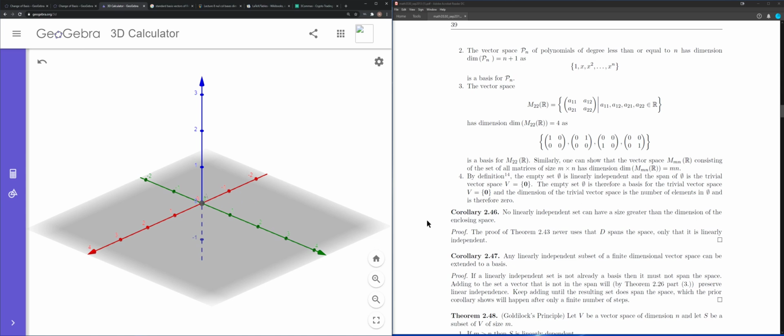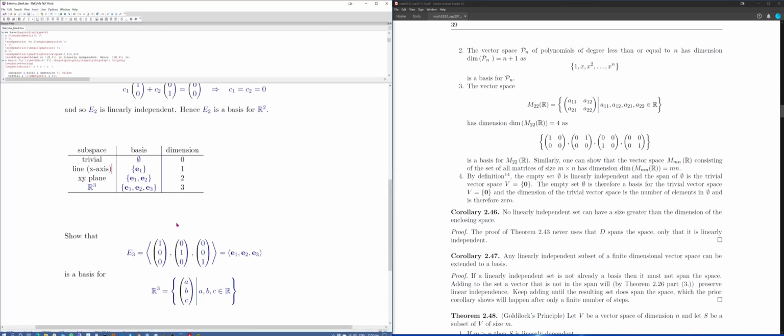And the empty set has no elements in it. So the basis of the trivial vector space is the empty set. The dimension of your trivial vector space is the number of elements in a basis for that trivial vector space. The basis for the trivial vector space is the empty set, so the number of elements in that basis, which is the number of elements in the empty set, is 0. And that's the dimension of your trivial vector space.